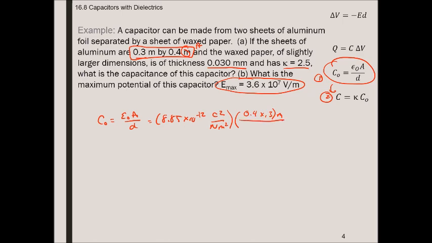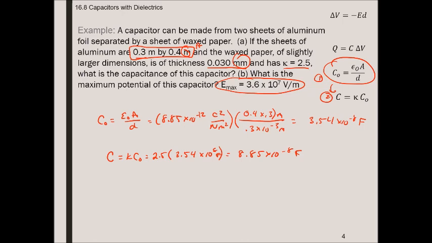Divide by the thickness of 0.3 times 10 to the negative 3 meters, because that's millimeters. And that gives us a base capacitance of 3.54 times 10 to the negative 8th farads. And so my full capacitance is modified by my dielectric constant. So the capacitance with the wax paper in is 2.5 times higher. And that gives me a capacitance of 8.85 times 10 to the negative 8th farads.